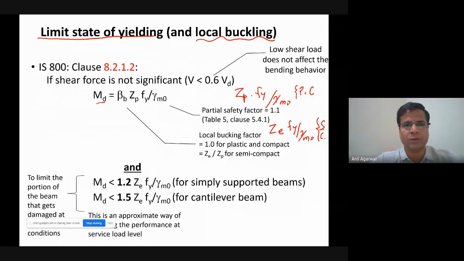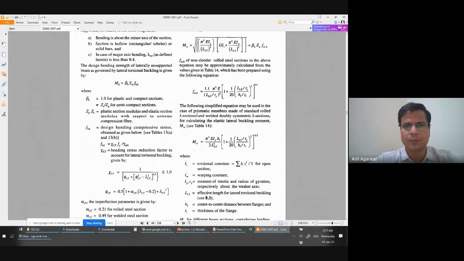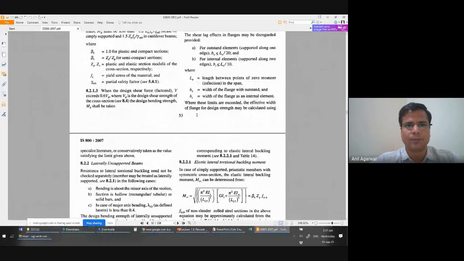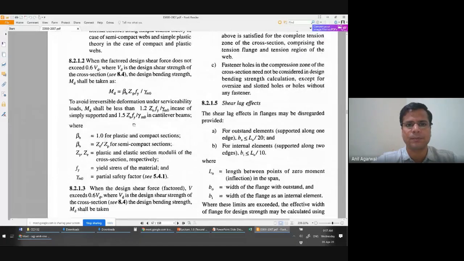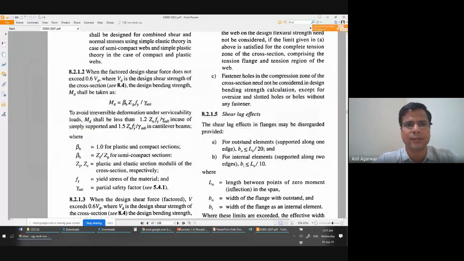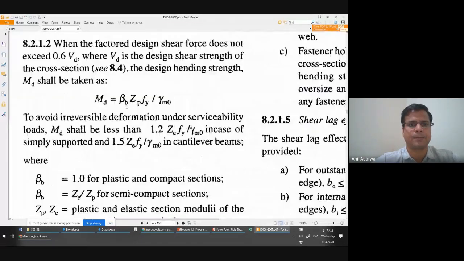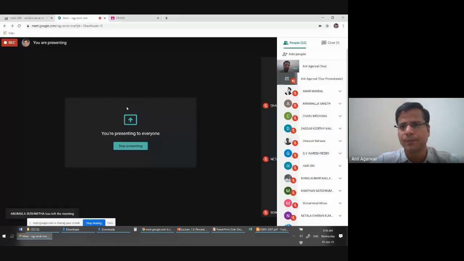If you go to clause 8.2.1.2, let me try to go to that clause 8212. Can you see my screen? Can you see IS 800 8212 clause number? Maybe somebody can unmute their camera, unmute their microphone and tell me. You can see it, right?